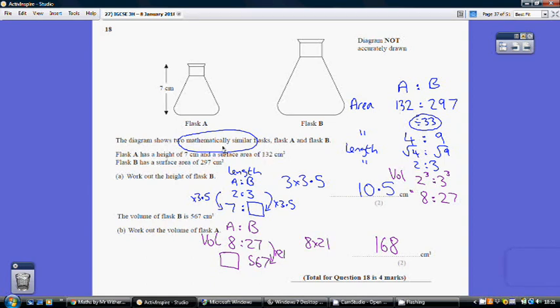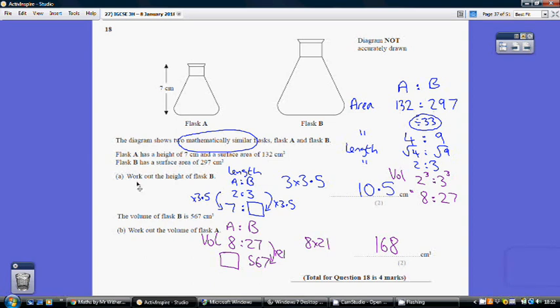So my starting point has got to be the area ratio of 132 to 297. Now it's not essential to go and simplify this ratio, but it just makes the numbers a lot easier to work with. So I've simplified this down as much as I can. I've divided both sides by 33, giving me a revised area ratio of 4 to 9. Now, how do I move from an area ratio to a length ratio? Well, I have to square root. So square root of 4 to the square root of 9, which is 2 to 3. So my length ratio is 2 to 3.